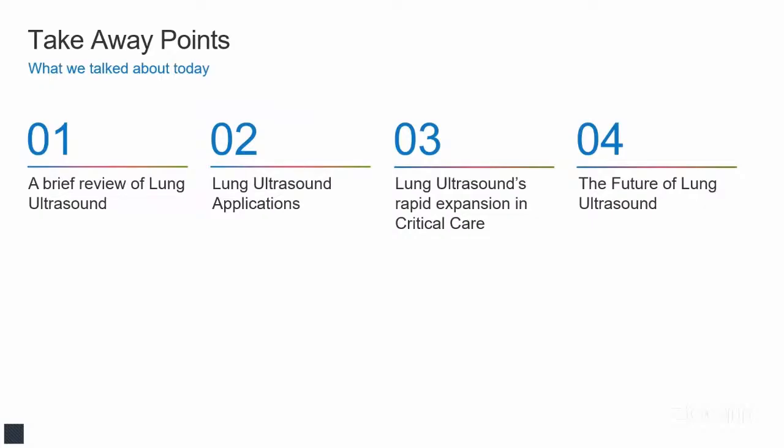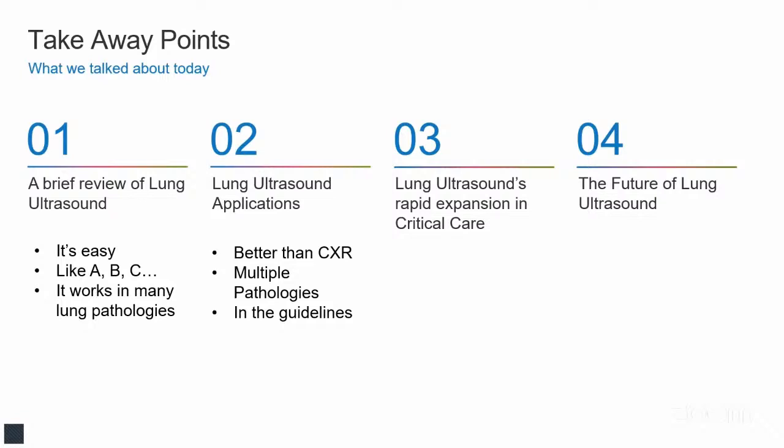So to wrap this up, just think about what I want you to take away from today's talk. We briefly reviewed lung ultrasound, and I said before, and I'll say it again, this is one of the easier applications for POCUS. We have an alphabet that helps to guide us, and it works for all sorts of different lung pathologies. When it comes to how we're using it, we're starting to understand that for just about everything, it's better than a chest radiograph, and you can see a lot of different pathologies with it, not just our traditional volume overload versus COPD. And it's becoming a part of the general guidelines for specialty and national societies.